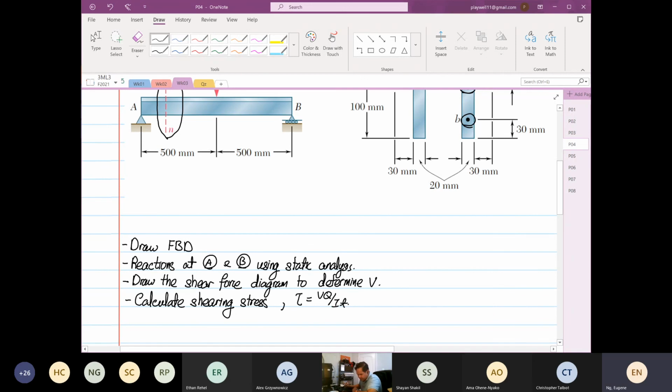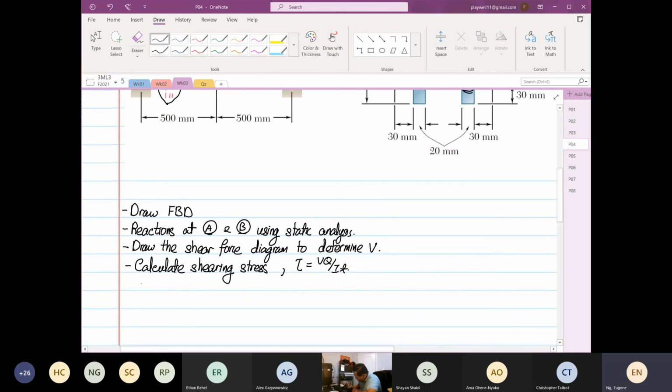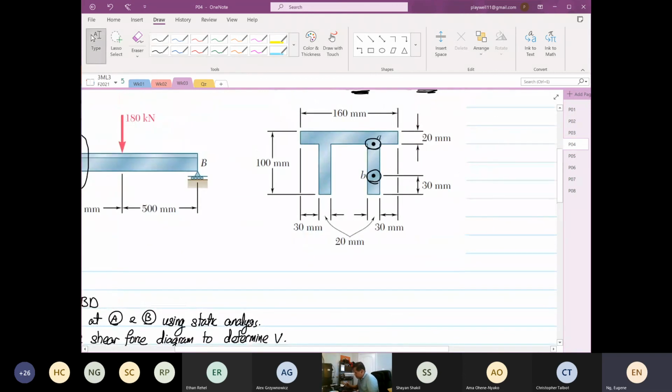So V we know already. The next thing we have to calculate is the centroid position. Why do we have to calculate the centroid position? Because I don't know where the centroid is located. I have no clue, and I'll show you how to do it. Where is the centroid? I don't know.